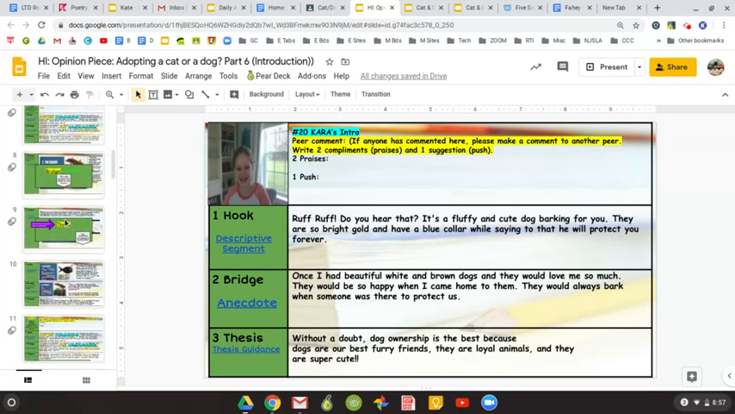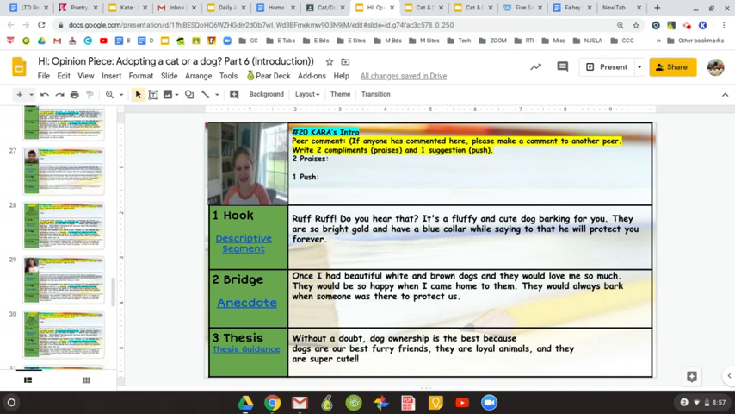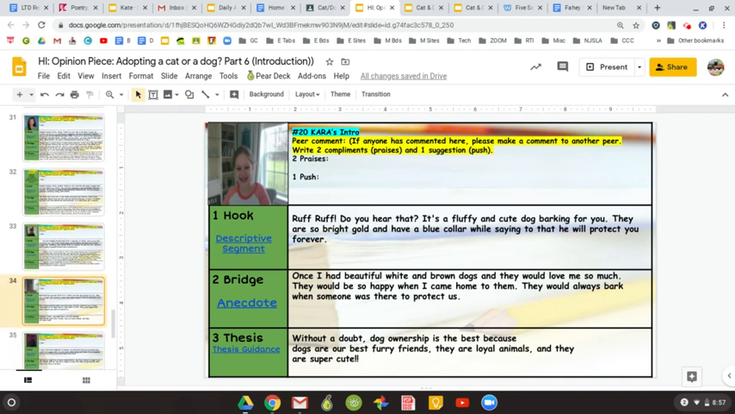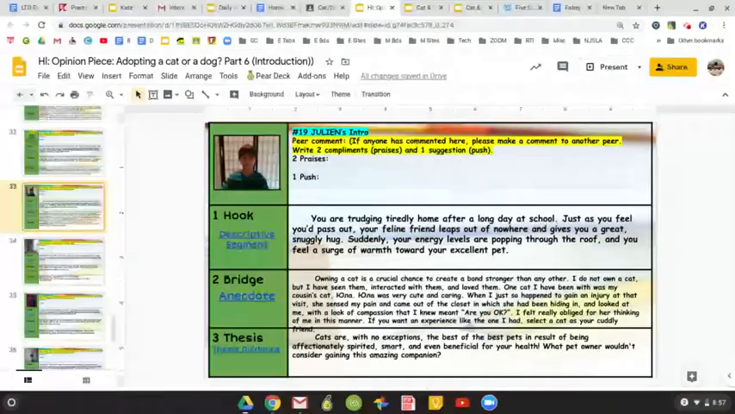So I want you to go ahead and take a look at what you did yesterday. And again, it's not due. And this is how we learn. If we were in class together, we would have talked about this and gone over it in class. But I want you to think about what you wrote for your descriptive segment. At this point, your thesis should have been done, and you were really just focusing on the descriptive segment and the bridge. And the bridge really can just be 1 or 2 sentences. The hook or the descriptive segment can be 3 or 4.